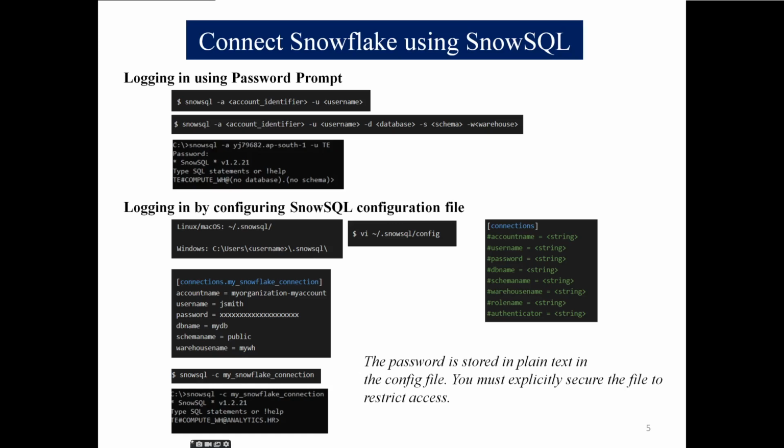Connect to Snowflake using SnowSQL. We can use user and password and other attributes to connect, or maybe it will be simpler to use the config file located at .snowsql/config, where you will have the account name, username, password, DB name, schema, and all the required information. Be careful because the password is stored in plain text, so it is highly recommended to secure the config file.